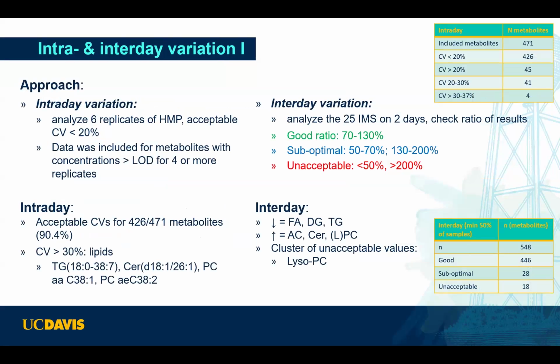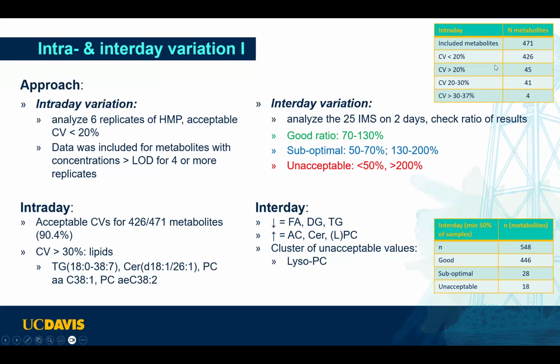Next was intraday and interday variation. For intraday variation, very simply, we analyzed 6 replicates of our human milk pool, and we want the CV smaller than 20% for our results. I included all the data that was available for each metabolite, as long as there was data above LOD for 4 or more replicates. You can see the breakdown here again. We have about 90% of our metabolites within our acceptable CV range for intraday variation.